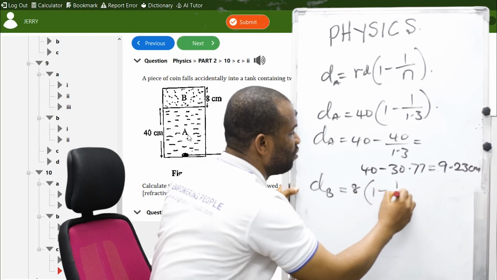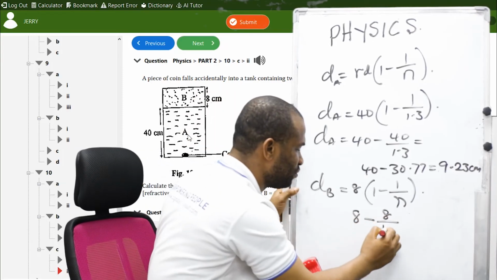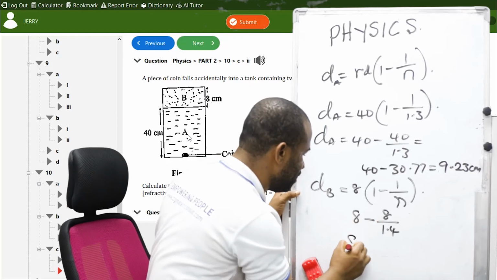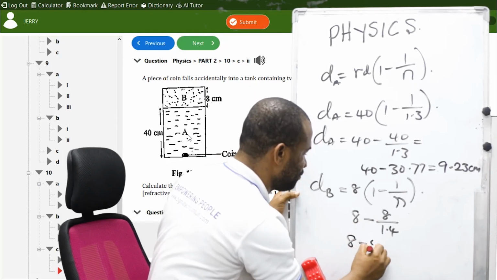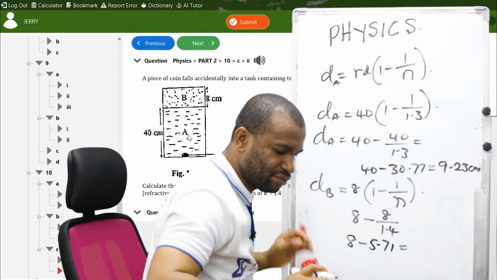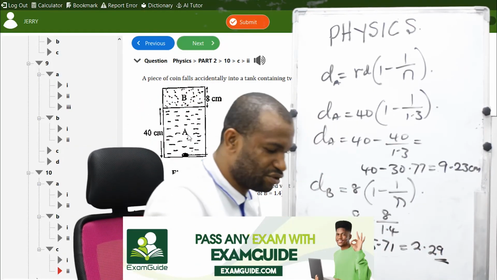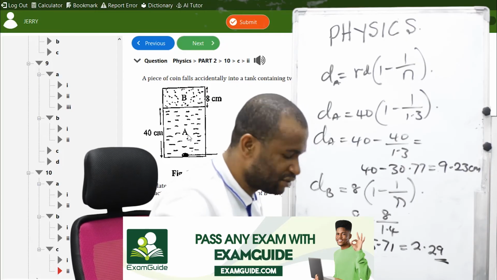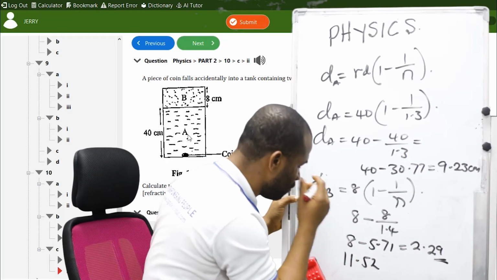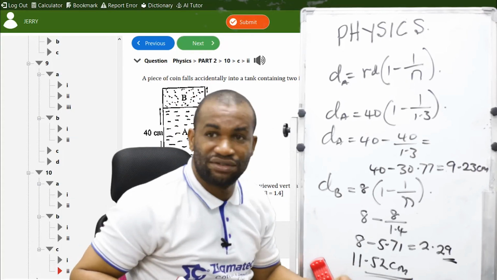Times 1 minus 1 over the refractive index. So this is going to be 8 minus 8 over 1.4. 8 divided by 1.4 is 5.71. So 8 minus 5.71 is equal to 2.29. Now the totals are going to be added. So 2.29 plus 9.23, the answer is 11.52 cm in total. That is the length you are going to see when you are viewing it from above.